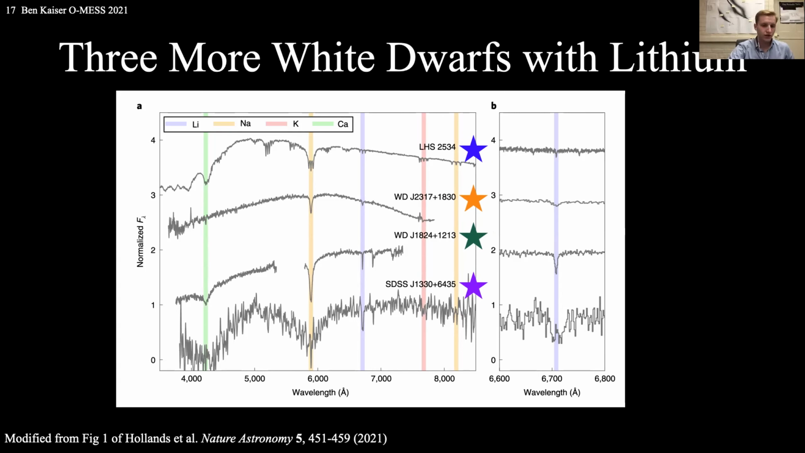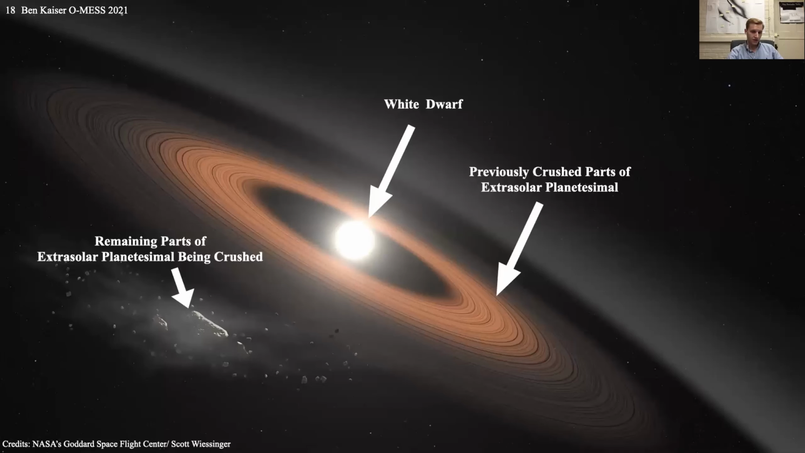Okay, so we've got lithium in the photospheres of 5 white dwarfs now, but so what? Lithium has been found in thousands of main sequence stellar photospheres. So why is this a big deal? The key difference is the source of the lithium in the photospheres of the white dwarfs. This lithium and all the other metals in the photospheres of the white dwarfs are from extrasolar rocky planetary material that the white dwarfs accreted fairly recently.